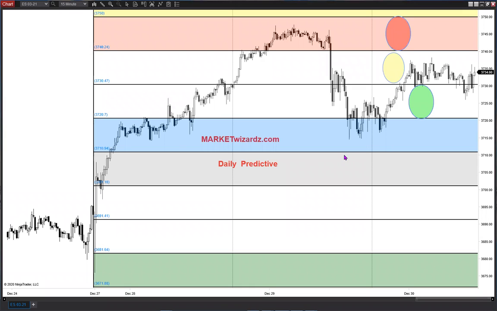And here's our daily predictive. We can see that this zone right here, this 40 and a quarter to 30 and a half, is being resolved. Basis the predictive, we've got 37.11. We've called that 37.12s. That's very important support basis this idea.